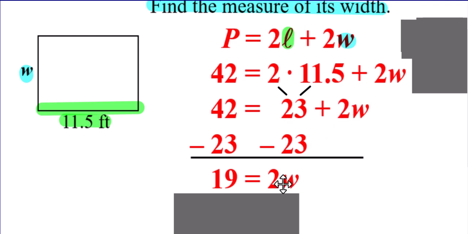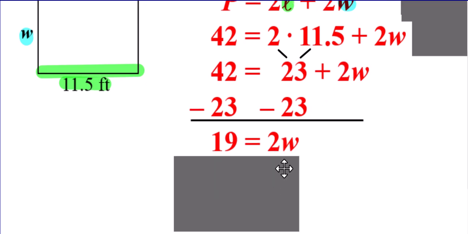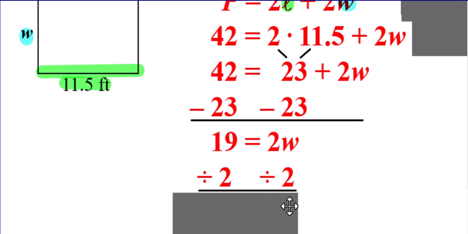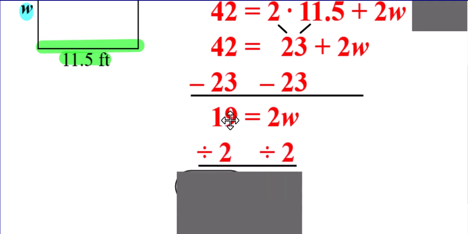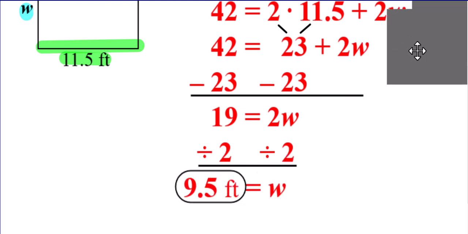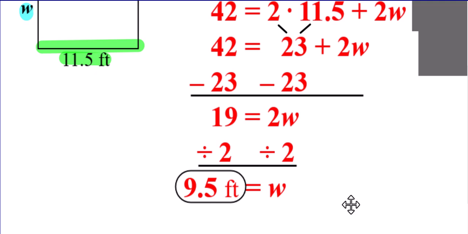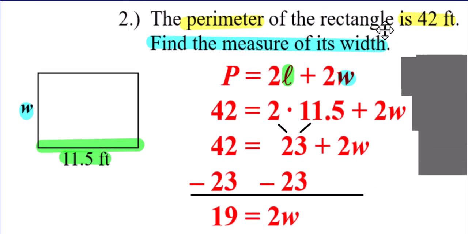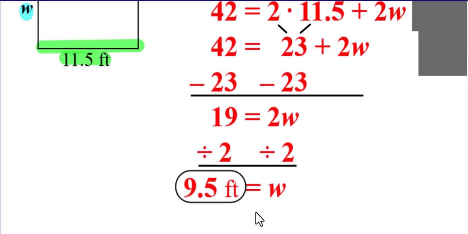Bring down the 2W. And now let's do the inverse of multiplying by 2, because that's what 2W means. 2 times W. Inverse of multiplication is division. Write it down. 19 divided by 2. If you had to use a calculator, you could. That would give you 9.5. The unit of measure is not inches this time. It is feet. If you look back, everything here was in feet. So 9.5 feet.